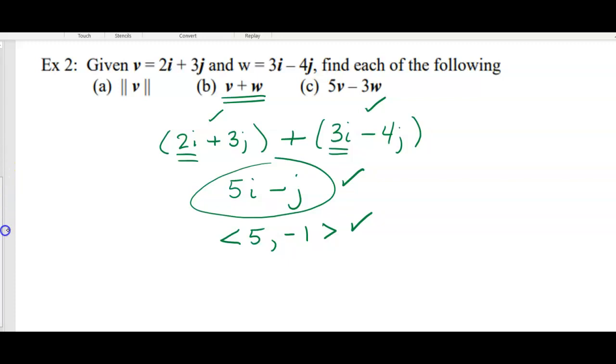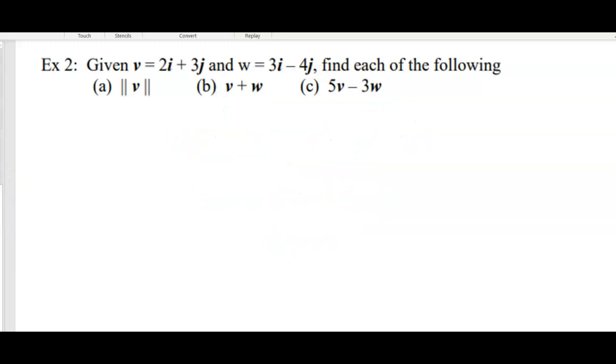All right. Let's do the scalar multiplication and subtraction. So we're going to multiply vector V by 5 and vector W by 3. So V is 2i plus 3j.